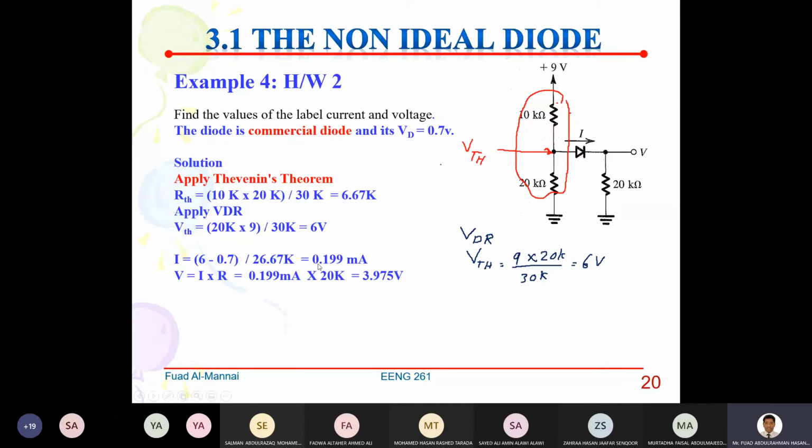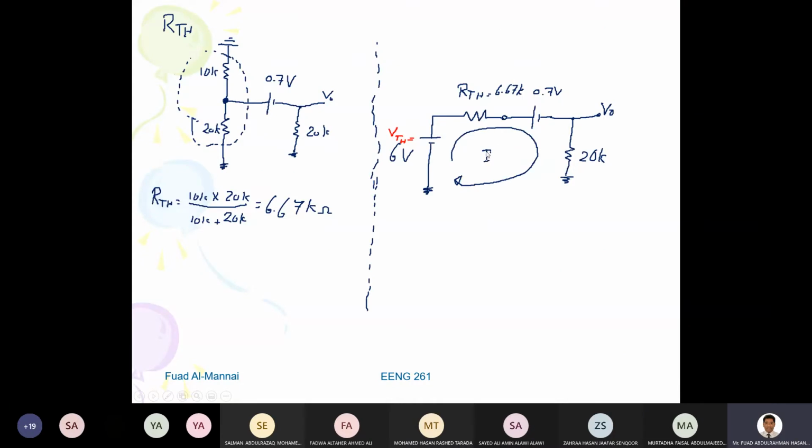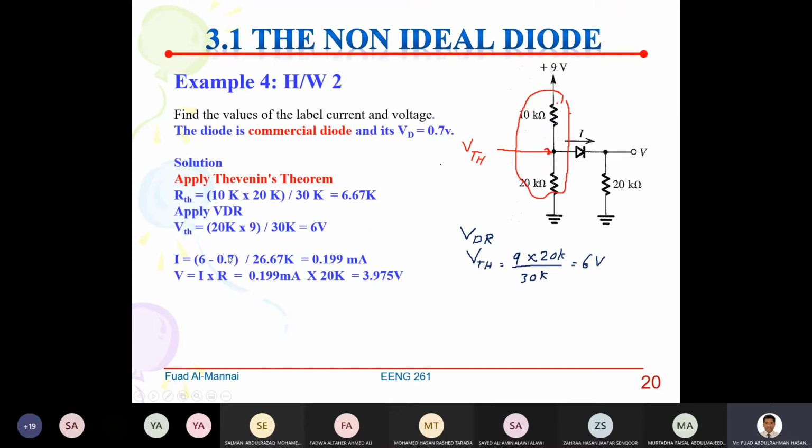You will find I is equal to 0.199 milliamp. So if I found I, now I can find V out. V out, I use Ohm's law, is equal to the current I multiplied by 20K, and that will give you 3.975 volt. Very easy question.